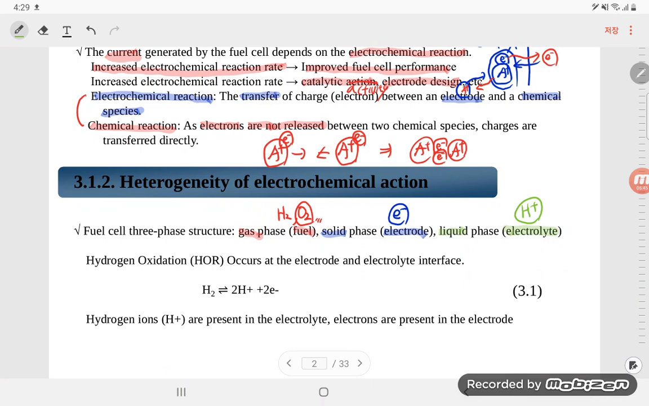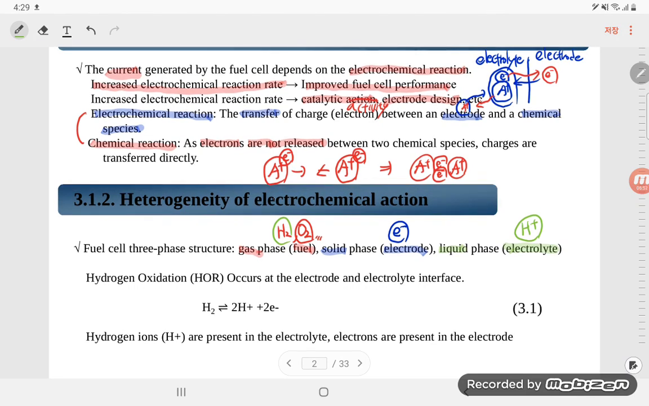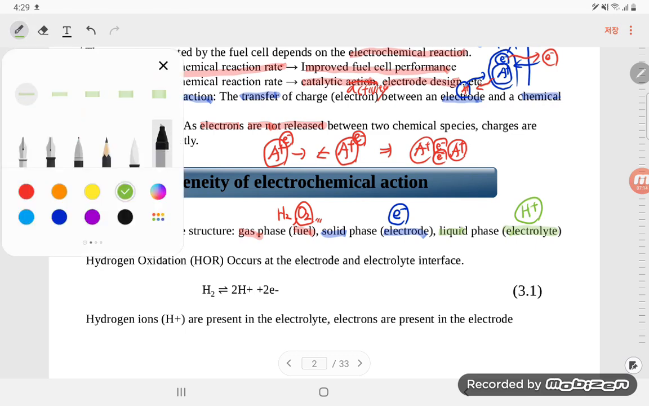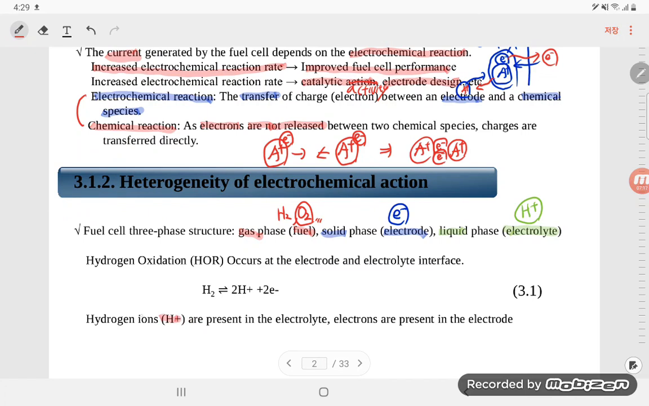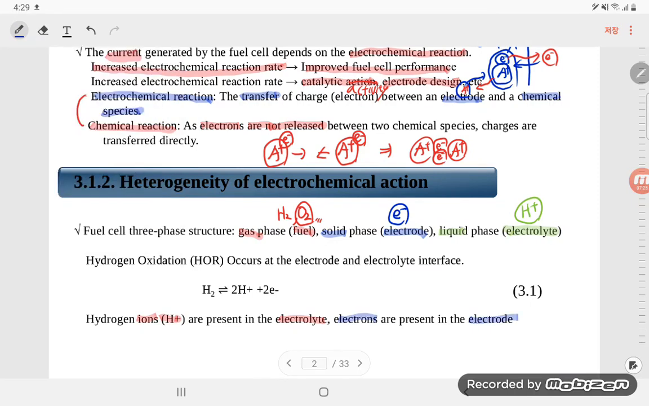So the hydrogen oxidation reaction also happens in the three-phase structure, TPB. So HOR occurs at the electrode and electrolyte membrane interface. So the hydrogen ions are present in the electrolyte and electrons are present in the electrode. The proton ions are present in the electrolyte and electrons in the electrode.